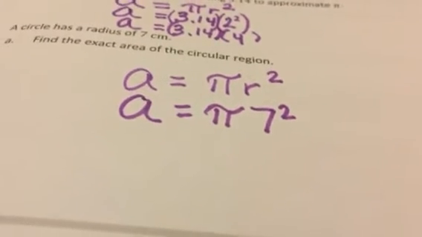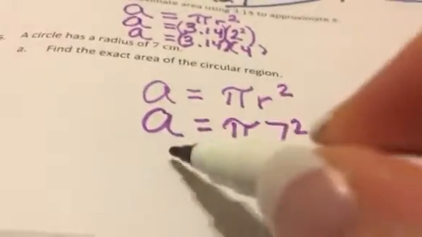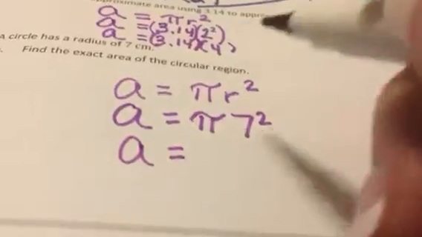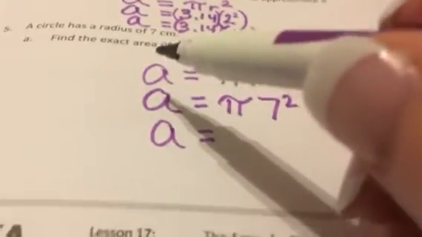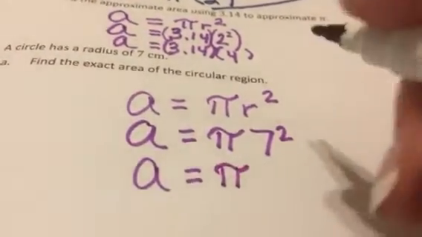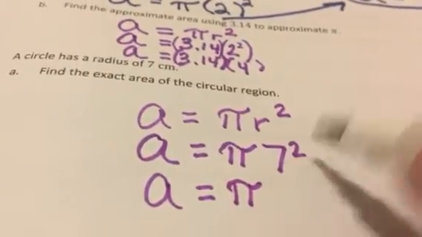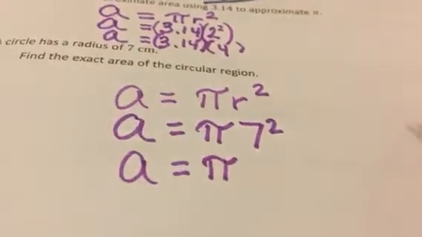That means sometimes they'll word it, leave it in terms of pi. So, let's go to the next row. A equals, they said the exact area. So, they don't want you to approximate with 3.14 or 22 over 7. Those are approximations. So you're going to leave the pi symbol. 7 squared, 7 to the second power.